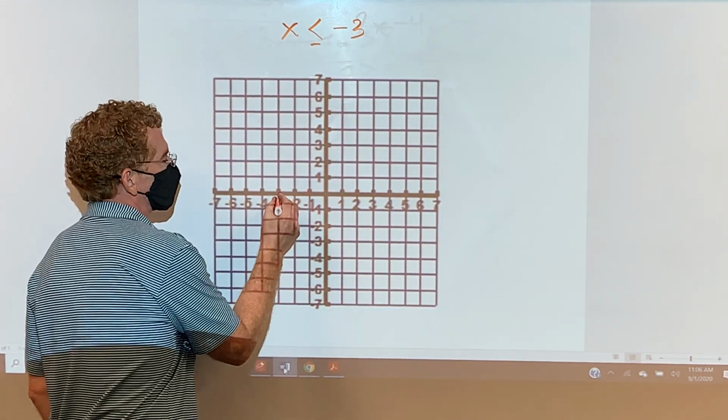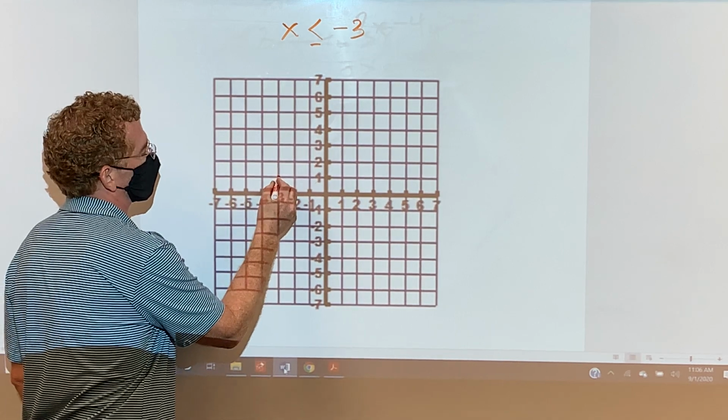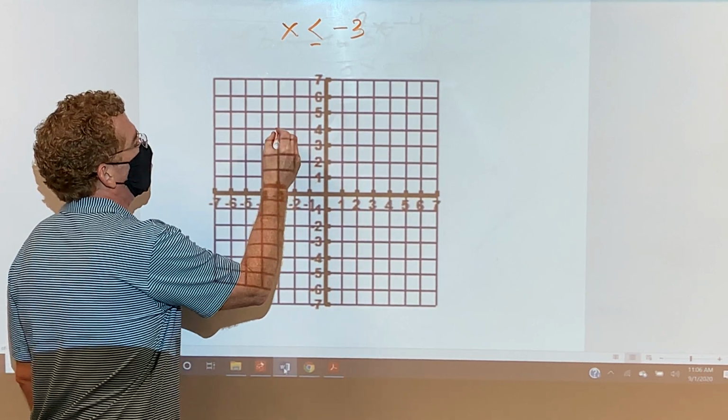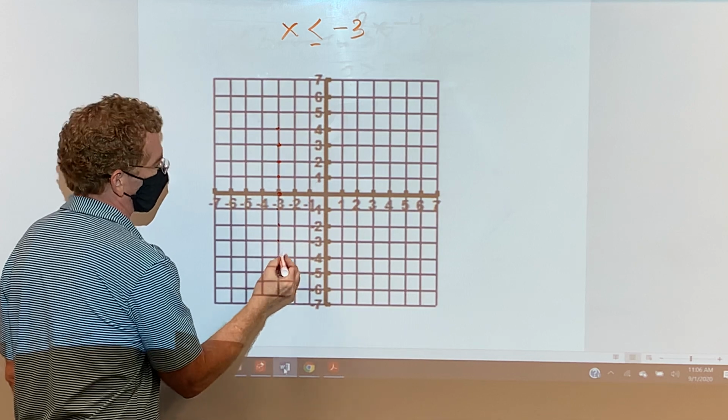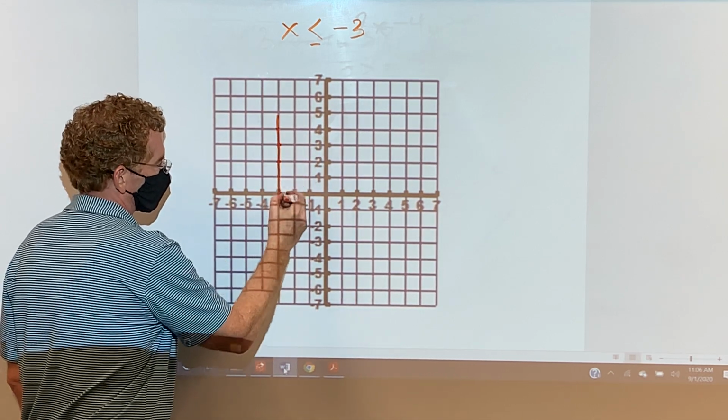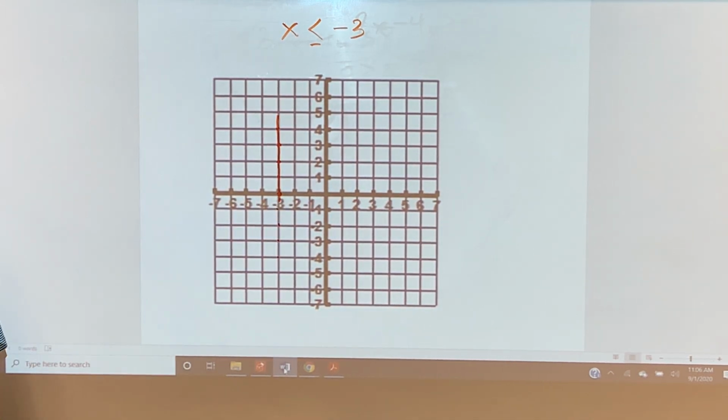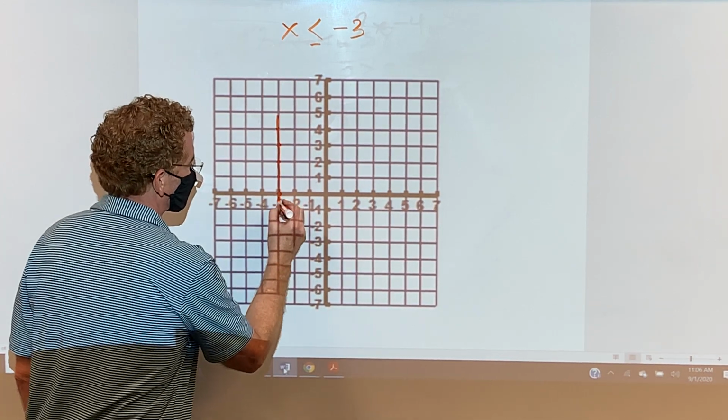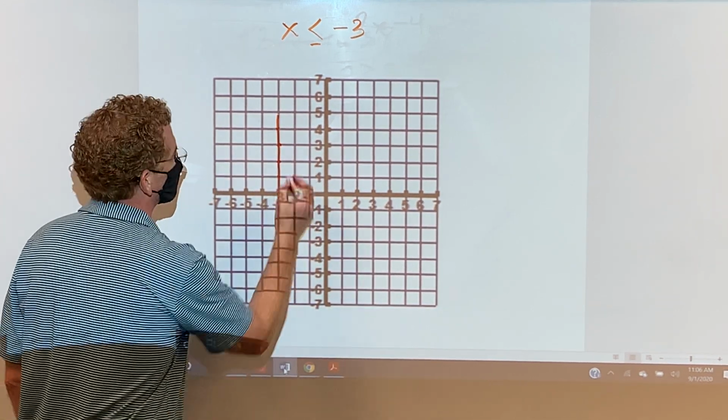So x is equal to -3 when y is 0, equal to -3 when y is 1, when y is 2, when y is 3. It doesn't really matter, but I don't overly think about it. I just do what you just said, and that's a vertical line at -3. So I'm going to put that in there, and it's solid because it is equal.